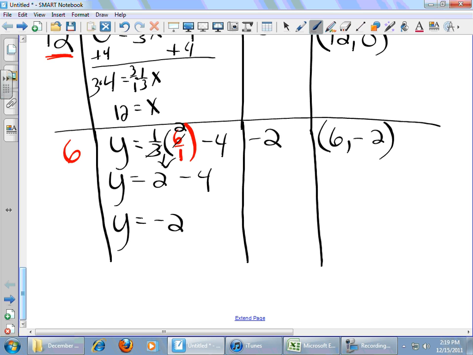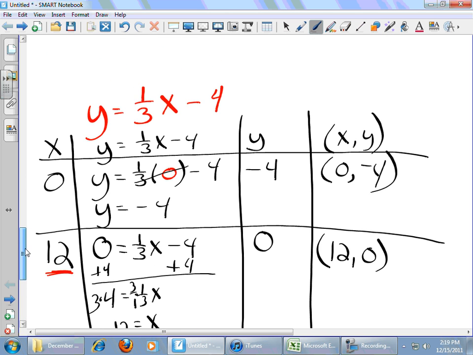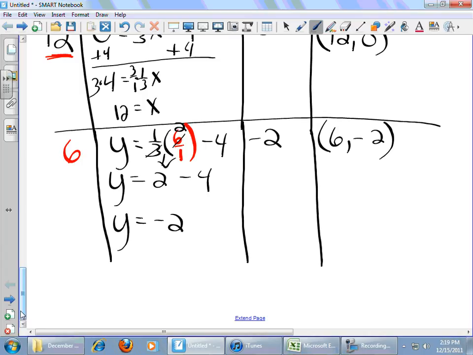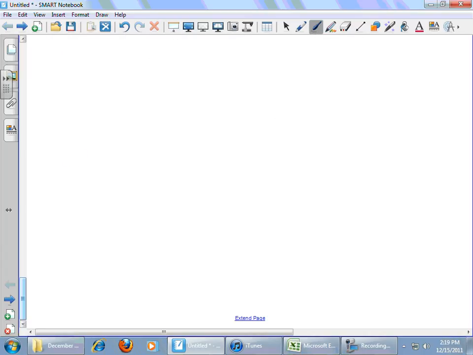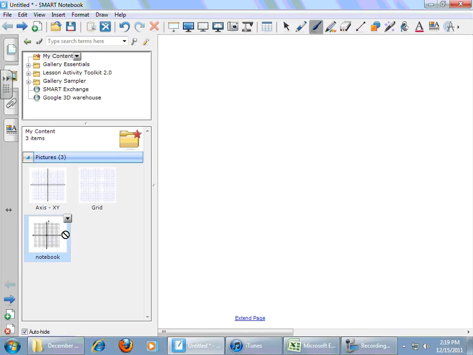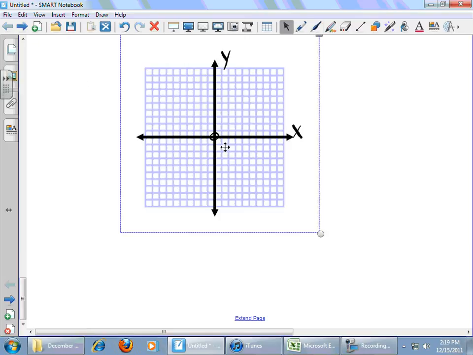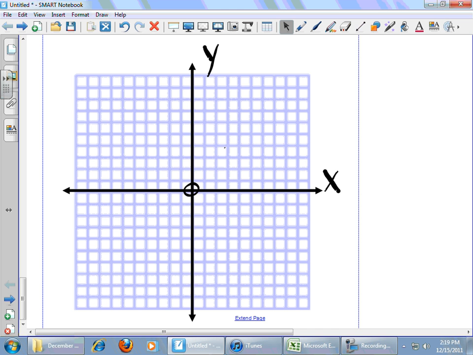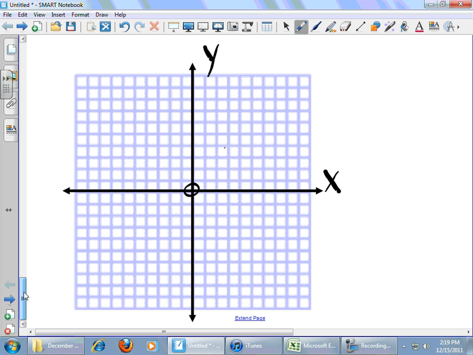All right, I'm ready to graph. I've got my 3 points. They are 0, negative 4, 12, 0, and 6, negative 2. I'm going to cheat a little bit on this one. I'm going to graph the first point and the third point, and then watch what happens with the second point. Okay, so I think 0, negative 4 was my first point. Yes, it was 0, negative 4. So I need the point 0, negative 4 on my graph. That's my x-coordinate. That's my y-coordinate. I go 0 in the x direction and then down 1, 2, 3, 4 in the y direction. So that's the point 0, negative 4.